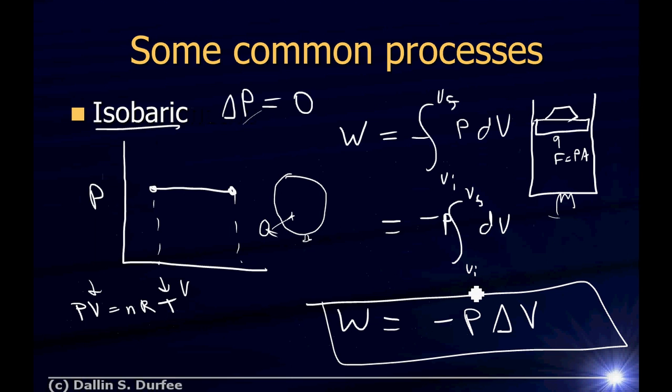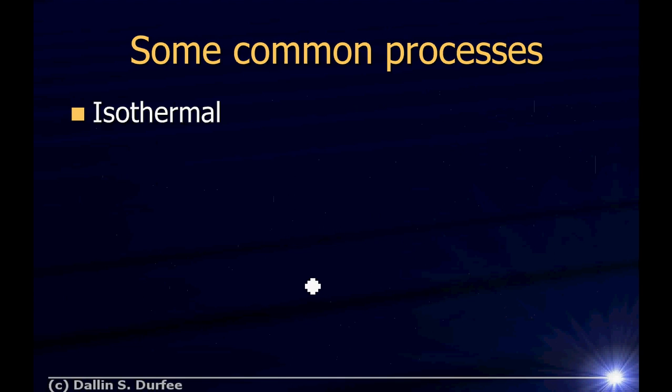Let's go back to our isobaric. For an isobaric, the change in internal energy is work plus Q. So it's going to have some work and it's going to have some Q. Let's look at an isothermal process.